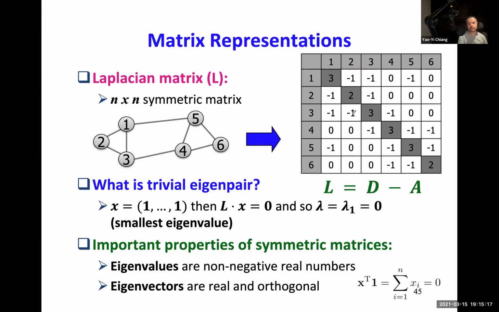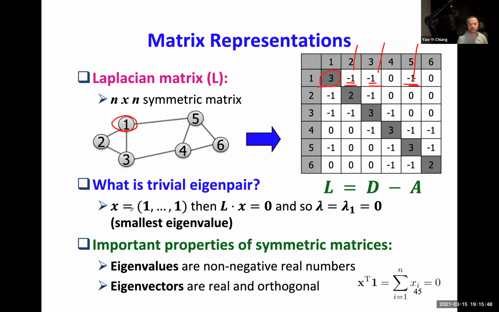a coincidence. This is by design, because this 3 indicates the number of edges that have at least one node on node 1. And these are all the edges that link to node 1, right? So node 1 has 3 links to other nodes in the graph. So you have a degree of 3, so that you have 3 minus 1 here.